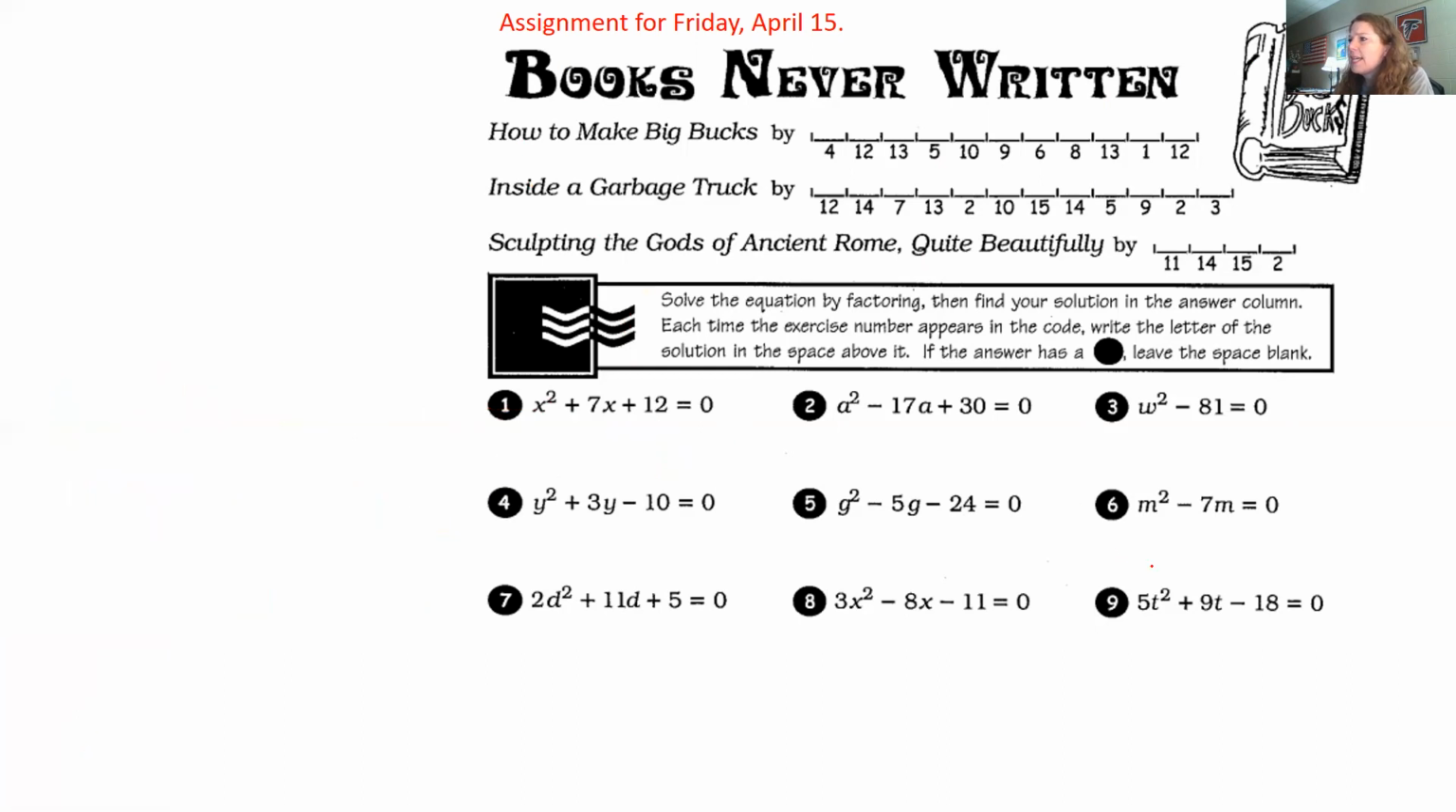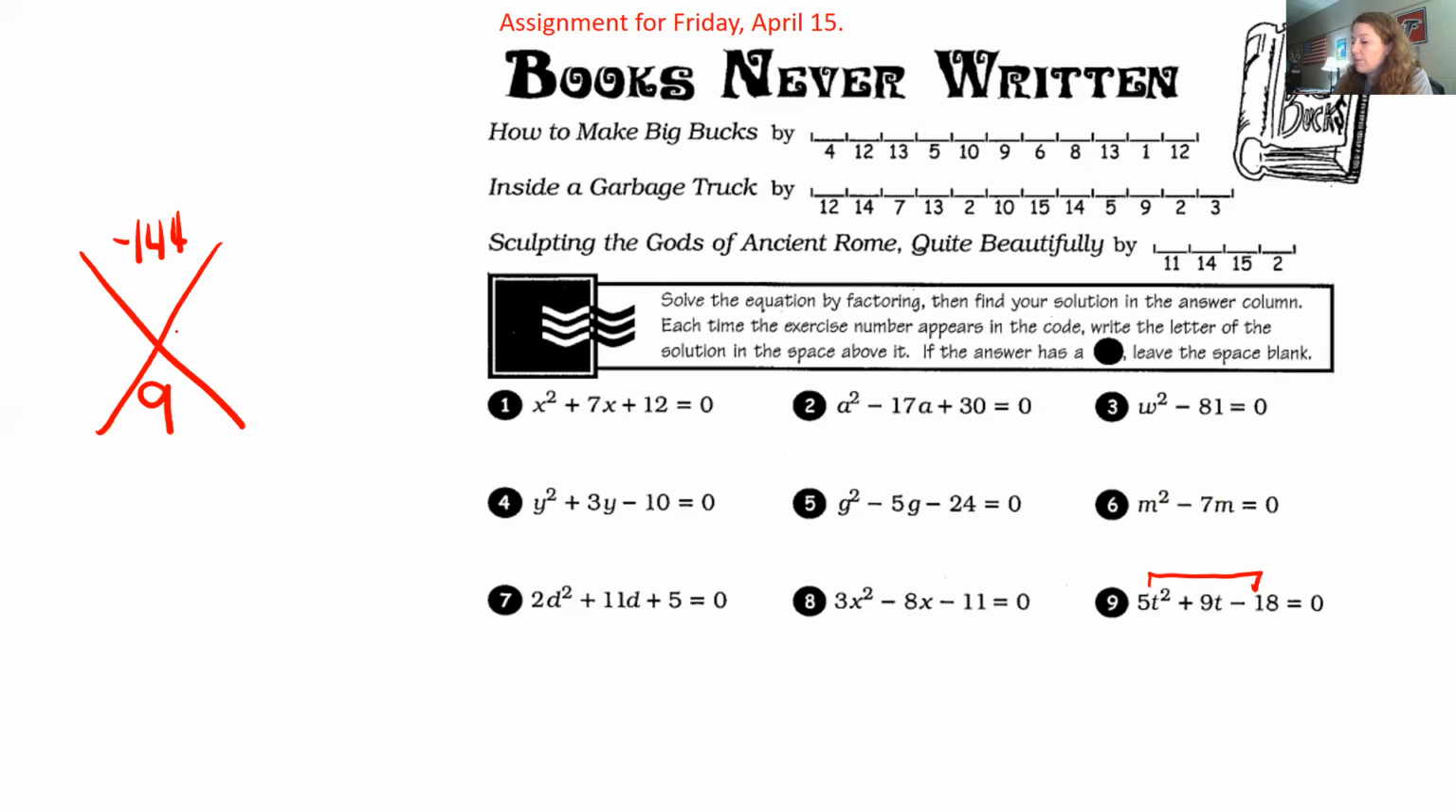All right, let's do number 9. Since our leading coefficient is not a 1, we're going to use the AC method. So let's multiply 5 times -18, and I get -144, but we want a sum of 9. I know 12 times 12 is 144. What else can we divide it by?